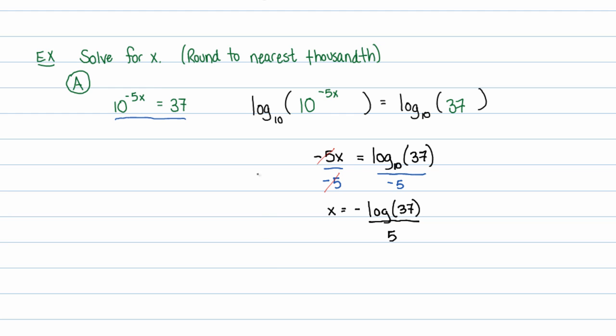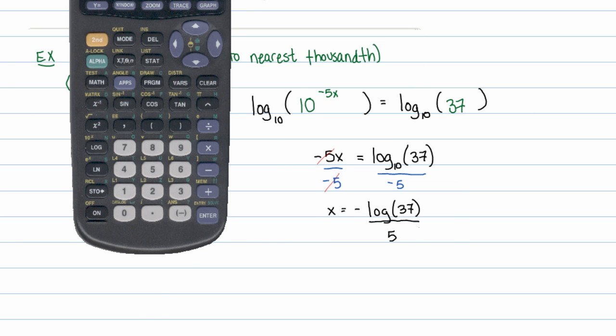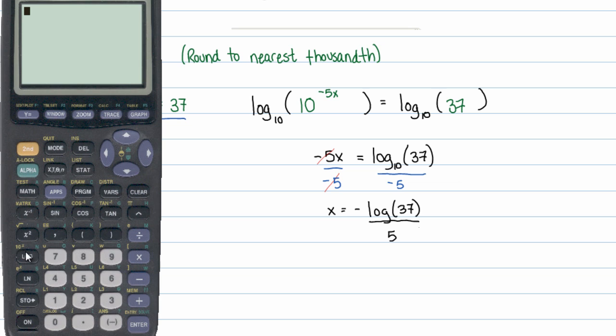So let me figure out what this answer is. I need a calculator for this because logarithms in general you're going to have a calculator for. So I'll just say what's the negative log of 37 and that logarithm divided by 5. Turns out, rounded to the nearest thousandth, that this is going to be a negative 0.314.